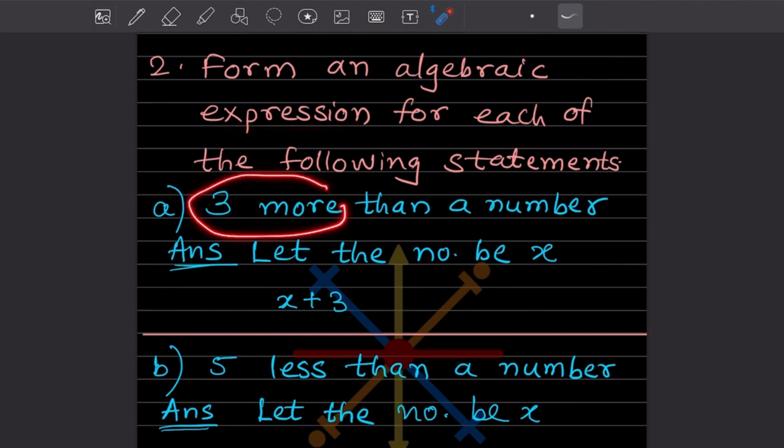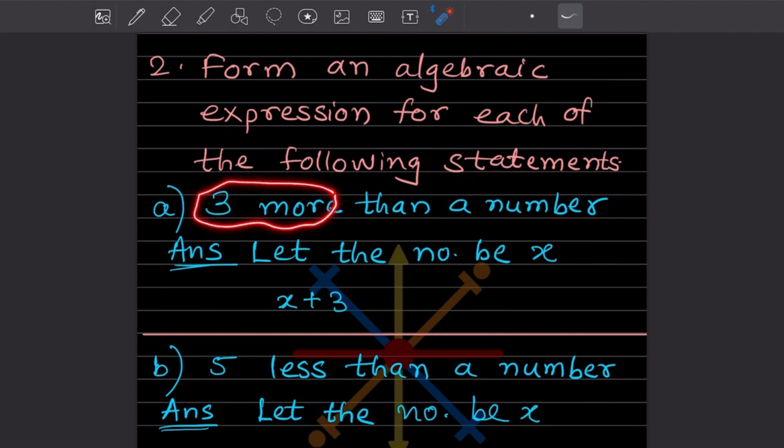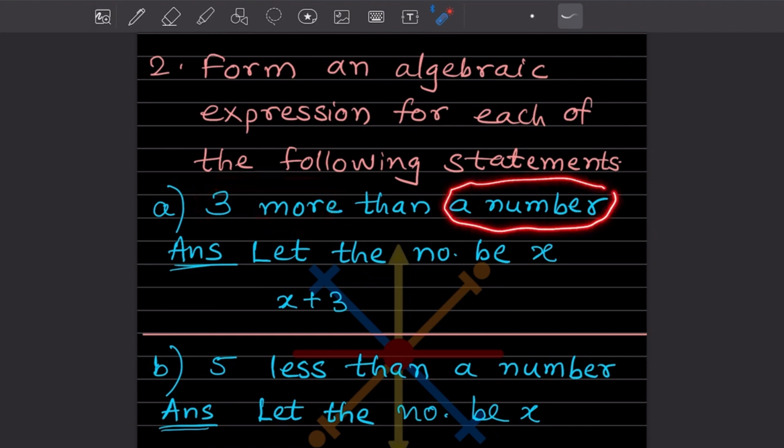3 more than a number. So we don't know the number and we have to add. When they say 3 more, it means we have to add to it. So what will we do? First we will think of this number. So what will we write here? Let the number be x. When we write n and o and put a full stop, that is the short form for number. So let the number be x.